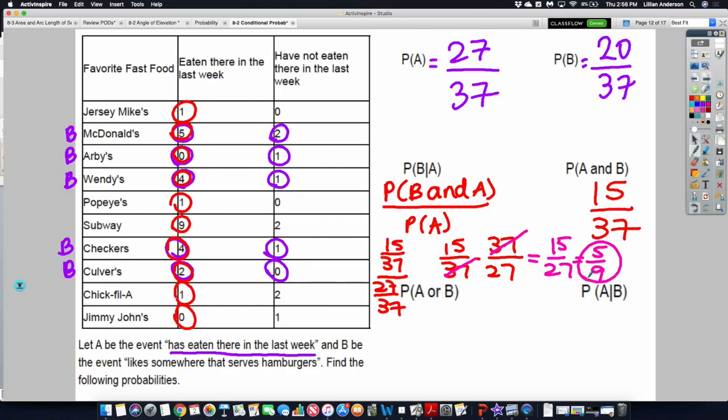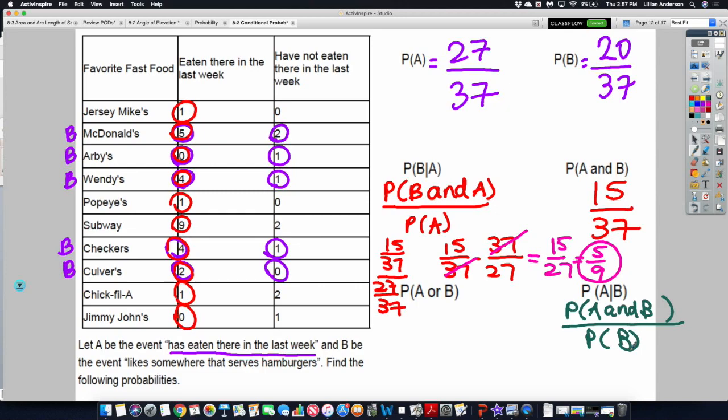What if it goes the other way? Let's look down here at the bottom corner. The format is a tad bit different. How does that change your formula? It's going to be the probability of A and B over the probability of B. Yes, it does matter what is following the bar. What follows the bar is the condition. So given that they ate hamburgers, what's the probability that they ate somewhere last week? So you do the same thing.